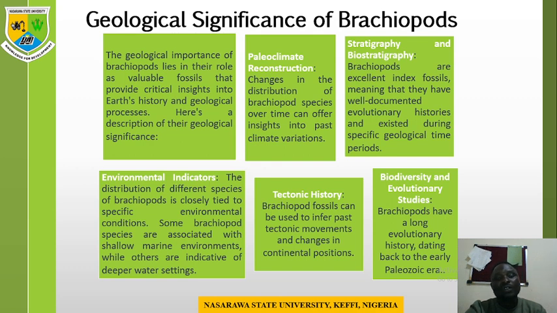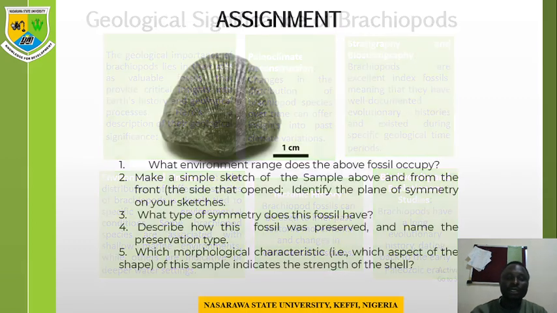And then they also find importance in tectonic history. Brachiopod fossils can be used to infer past tectonic movements and changes in continental positions. We have stratigraphic and biostratigraphic application. Brachiopods are excellent index fossils, meaning that they have well documented evolutionary histories and existed during specific geological time periods. Also, biodiversity and evolutionary studies. Brachiopods have a long evolutionary history dating back to the early Paleozoic era, which makes them suitable for evolutionary studies.